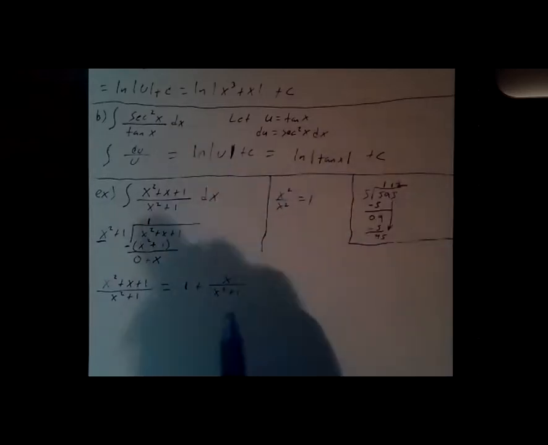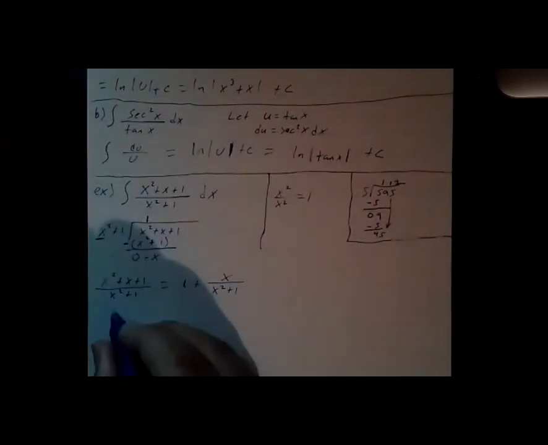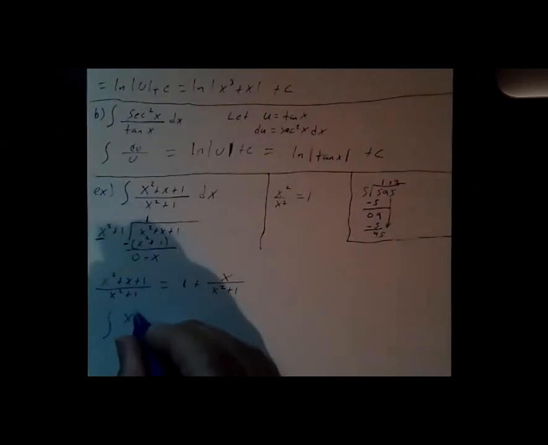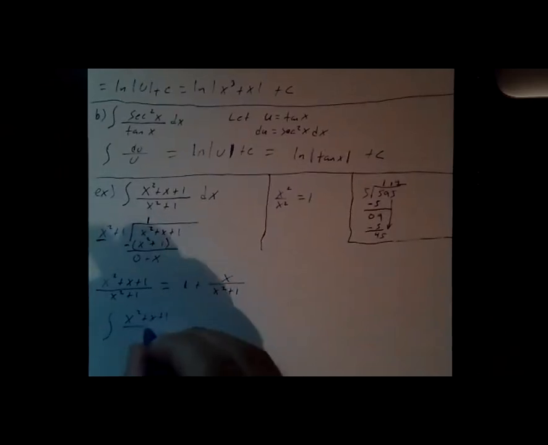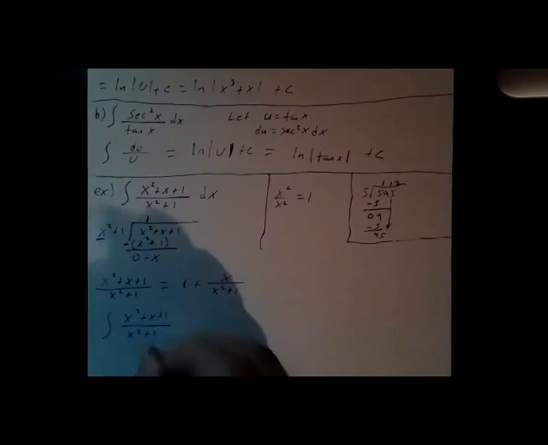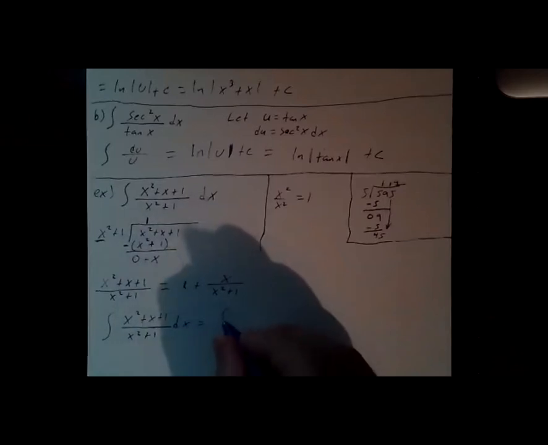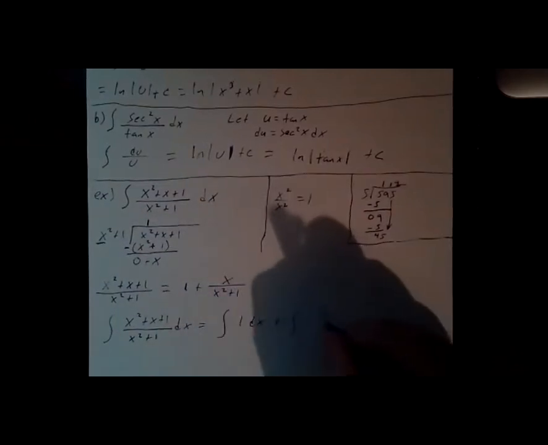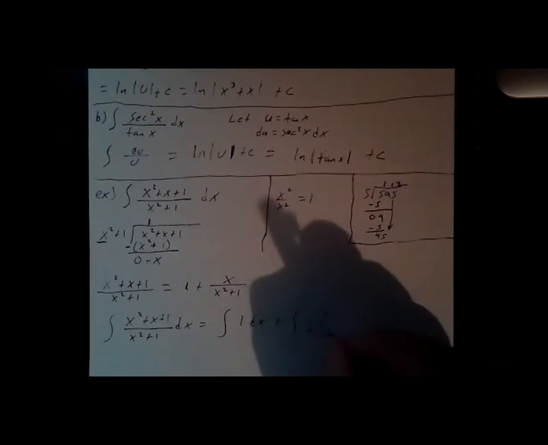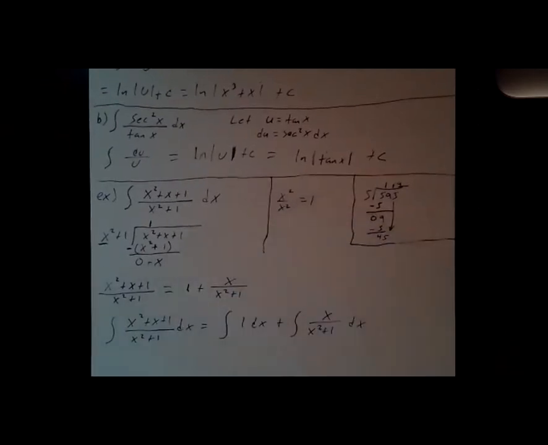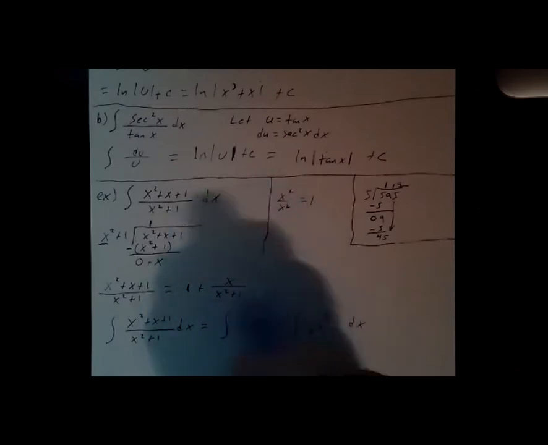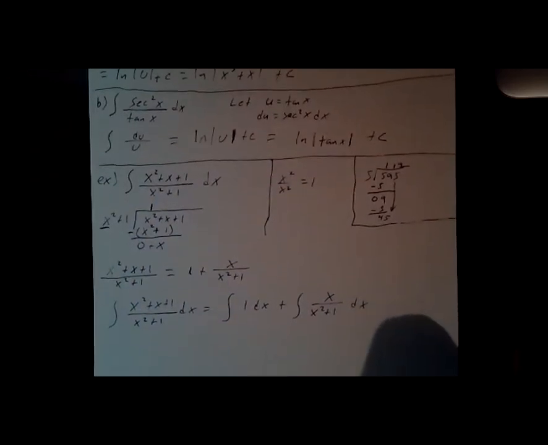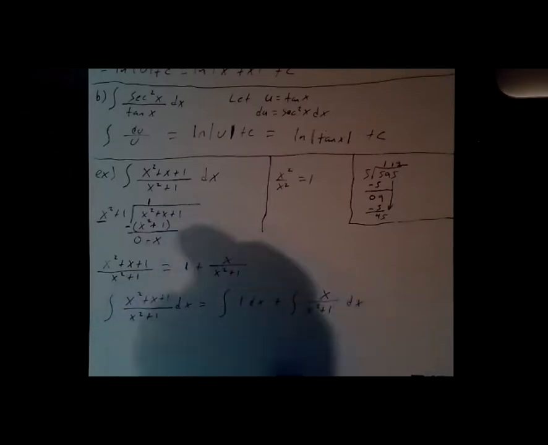So I'm going to integrate this instead of this because they are equal. So the integration of x squared plus x plus 1 over x squared plus 1 dx is equal to the integration of 1 dx plus the integration of x over x squared plus 1 dx. Using this, using our algebra. So then, this is no problem, right? It's just an x. Who cares?